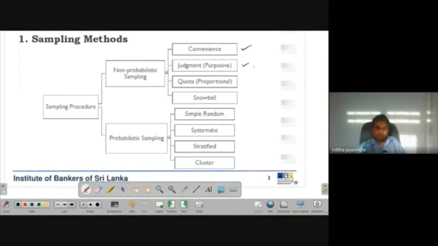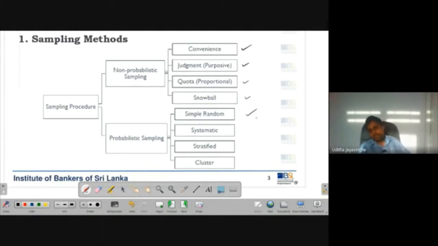Judgment, another form of convenience, but then again, purposely you select the sample. Quota, you group them and then you give some sort of quota for the individual items based on any methodology of your choice. Snowball, 1 item, 2 item, 4 item, 16 item, likewise. The next person will recruit the next batch of people. Those are the non-probabilistic. Probabilistic, simple random, based on random number table, based on a dice, based on anything.